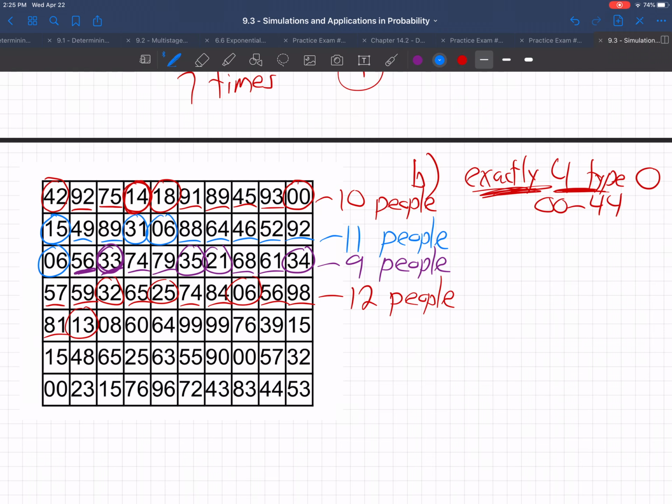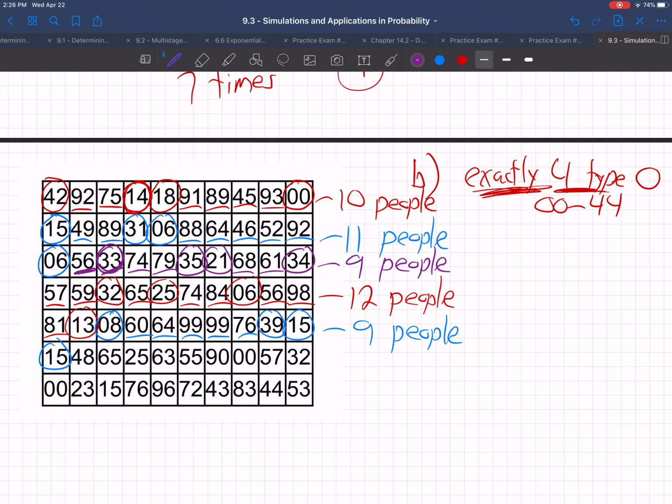All right, let's start again with the very next number with a different color. 08, yes, that's a type O. No, no, no, no, no. Yes type O, yes type O, yes type O. There we go. So what did that take? That took just under a whole row. I think it's 9. 9 people had to come in, 9 in the blue string, to get 4 type O bloods. All right, let's keep going.